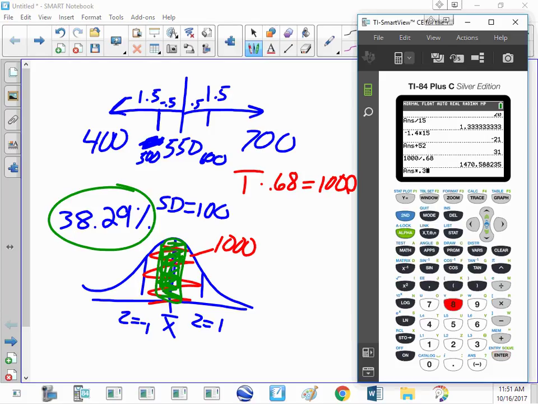So 0.3829 times 1,470 is 563. So that's a good question. It's kind of hard to figure out, but we've covered everything. You just have to do a lot of thinking.